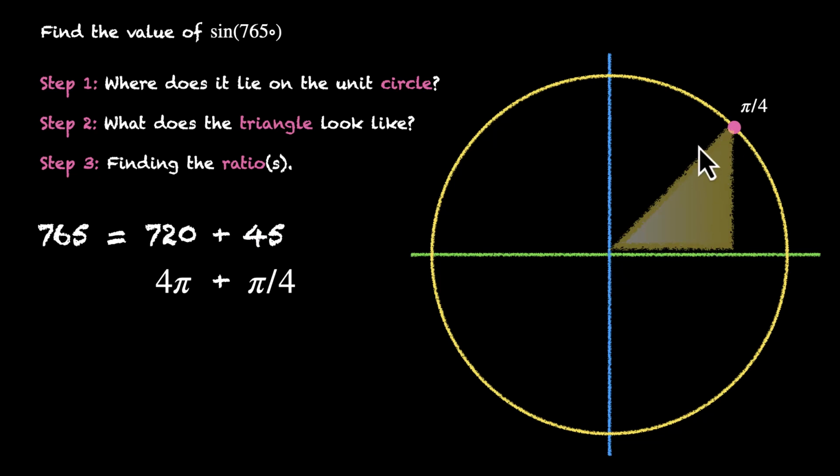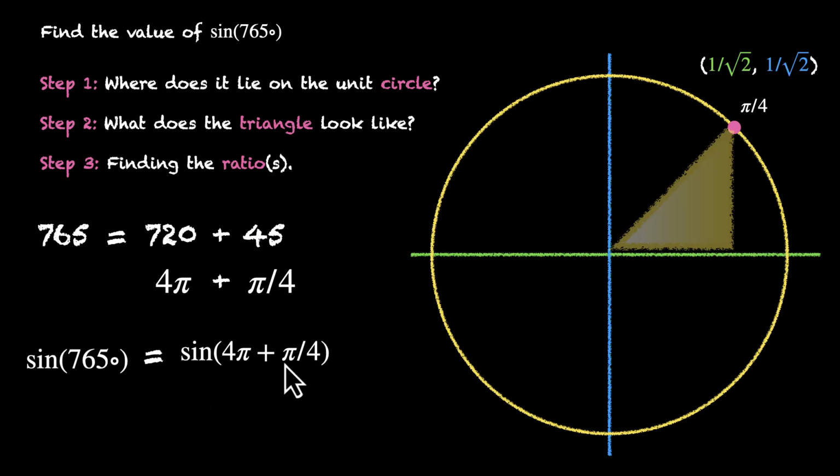What does the triangle look like? What are these ratios? So this is 1, this is 1 by root 2, this is 1 by root 2. The ratios are 1 by root 2, 1 by root 2. These are your cos and sine for pi by 4. All right, we need to find sine. So sine 765 is sine of this. That's actually equal to sine of pi by 4 because they overlap. That's equal to 1 by root 2. So sine 765 degrees is equal to sine pi by 4 is equal to 1 by root 2.